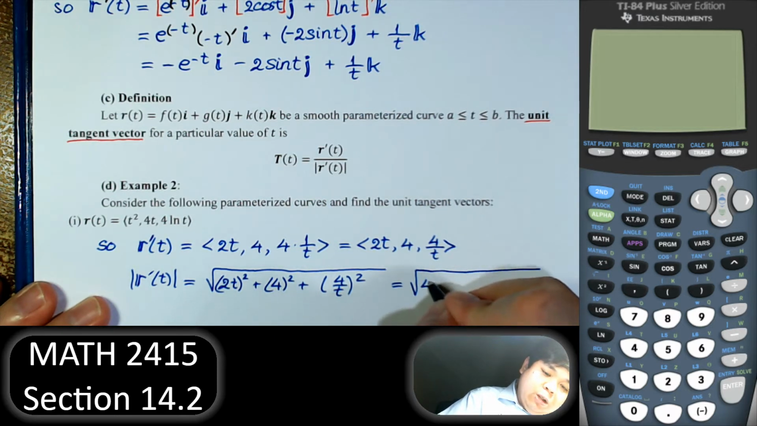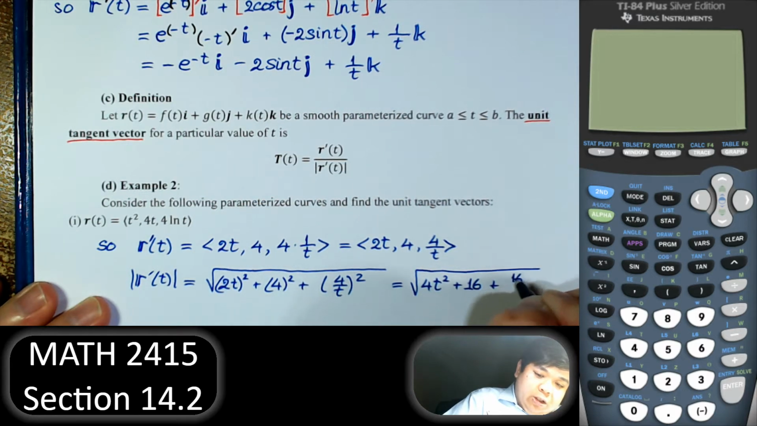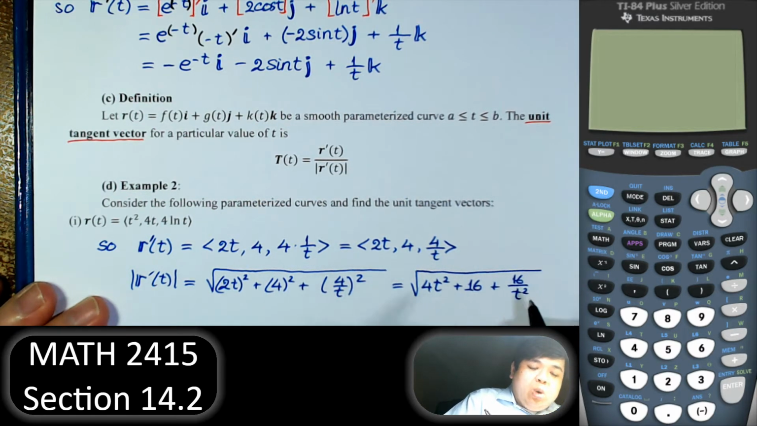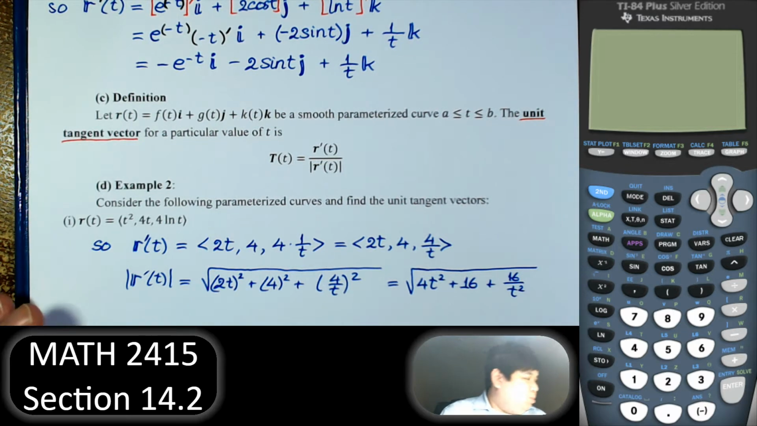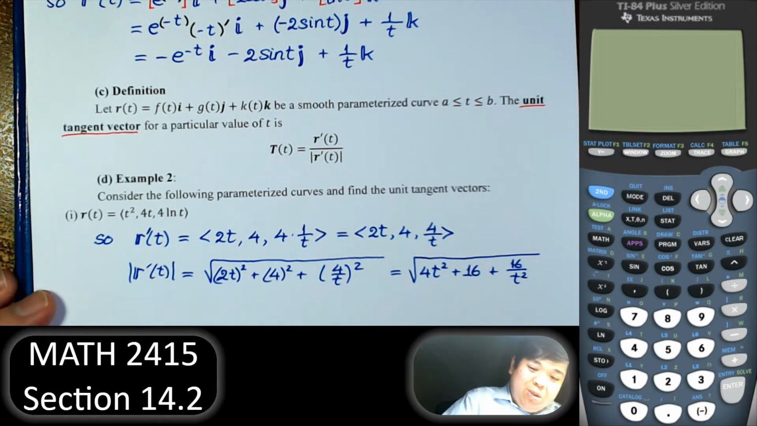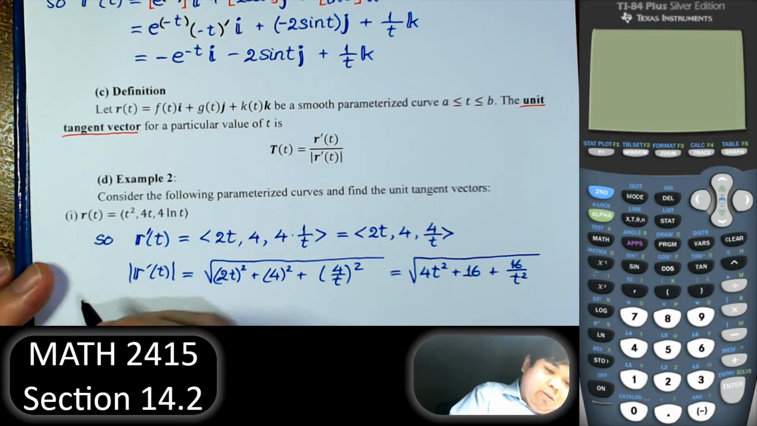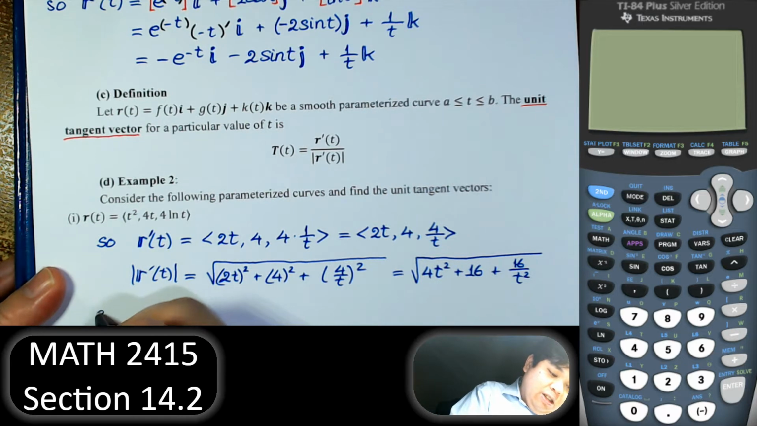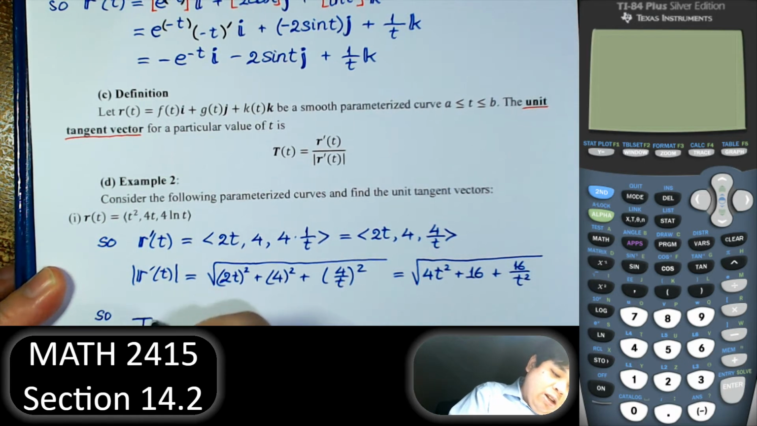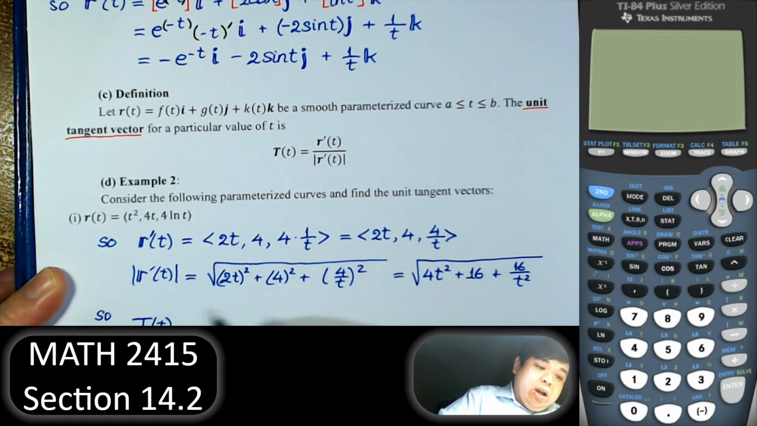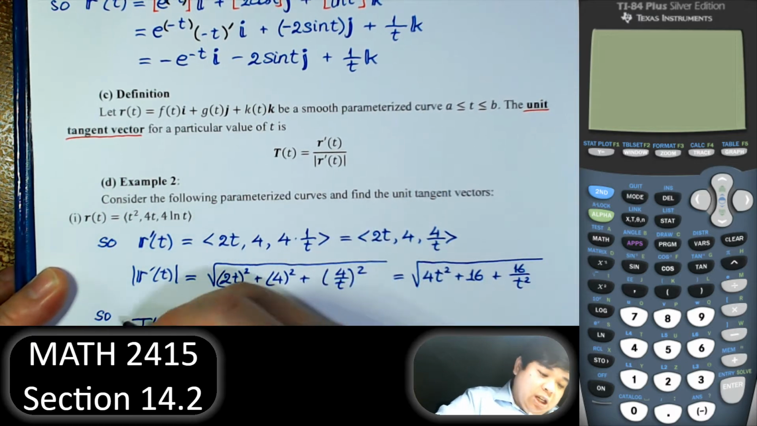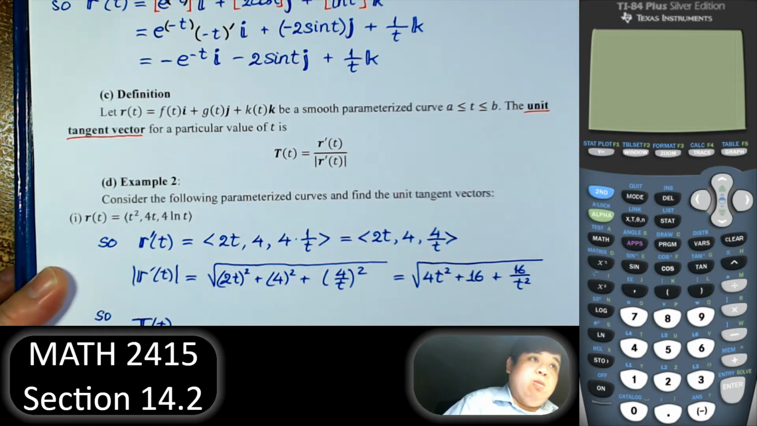So we have 4t squared plus 16 over t squared. We could simplify this, but let's not do that. Run out of space here anyway. So we have the derivative over the magnitude, which is the unit tangent vector. The unit tangent vector, by the way, this is capital T and this is the vector, so that is the boldface T.